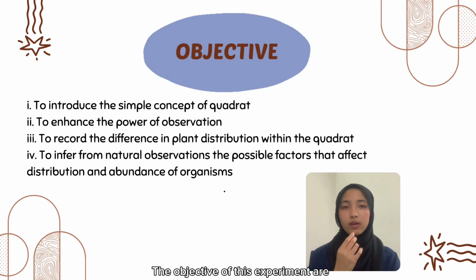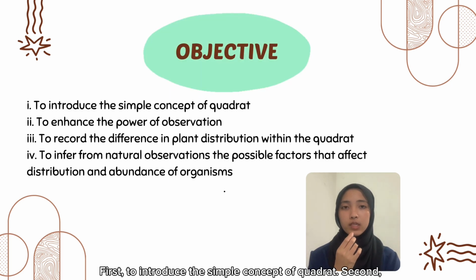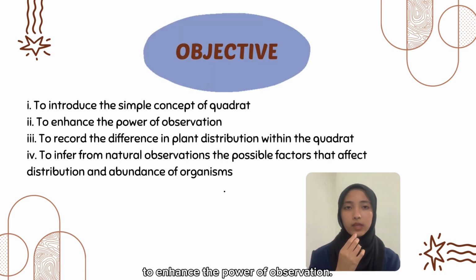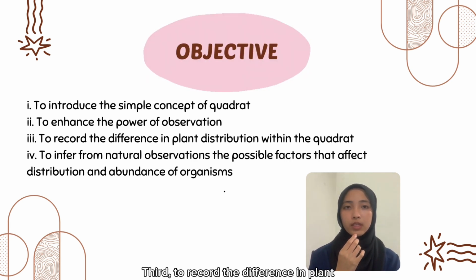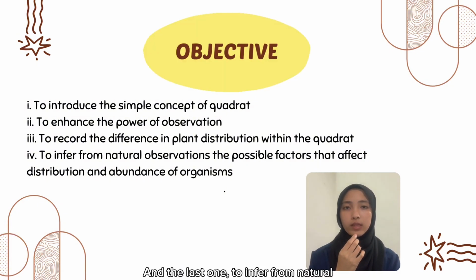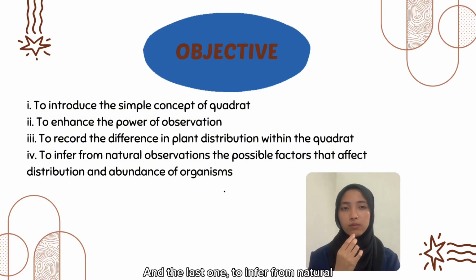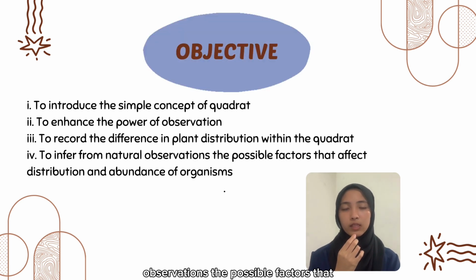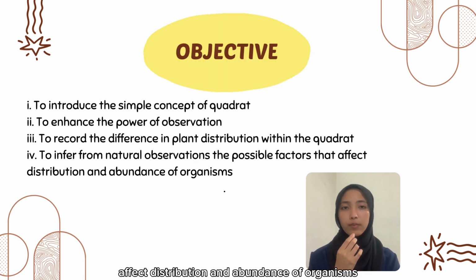The objectives of this experiment are: first, to introduce the simple concept of quadrat. Second, to enhance the power of observation. Third, to record the difference in plant distribution within the quadrat. And the last one, to infer from natural observation the possible factors that affect distribution and abundance of organisms.